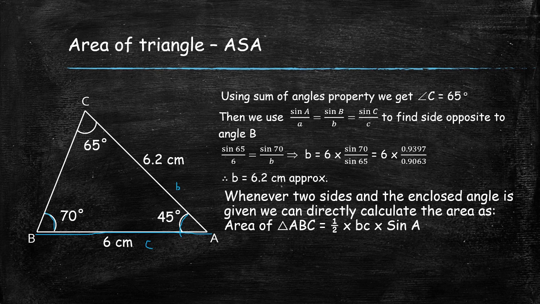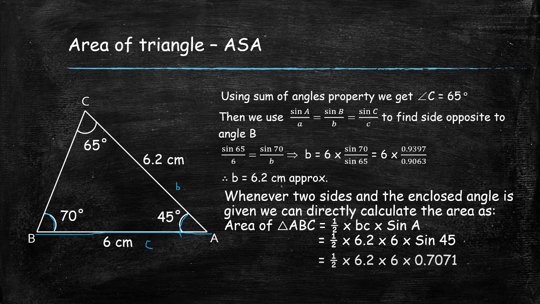Now whenever two sides and an enclosed angle are given, we can use the formula half into BC into sin A to calculate the area directly. So sides AC and AB are given. These are the arms of angle A, so we can directly find the area as half into 6.2 into 6 into sine 45, which is half into 6.2 into 6 into 0.7071. We get the area as 13.2 centimeter square.